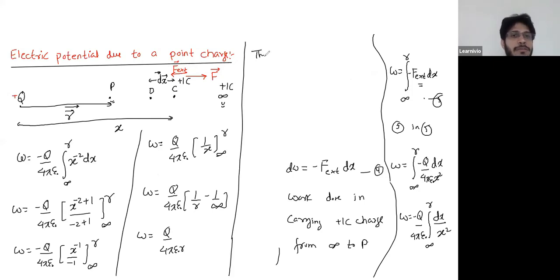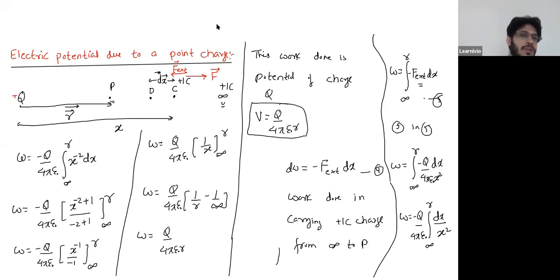Next, this work done gets stored in the system in the form of potential. I can simply write this work done is the potential of charge Q. So the potential of charge Q is simply Q over 4 pi epsilon naught. So this is how we calculate potential.